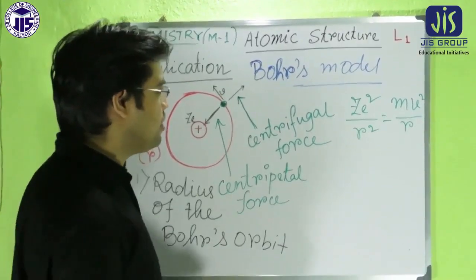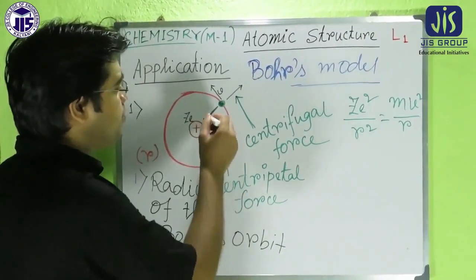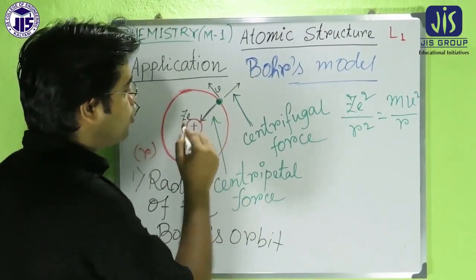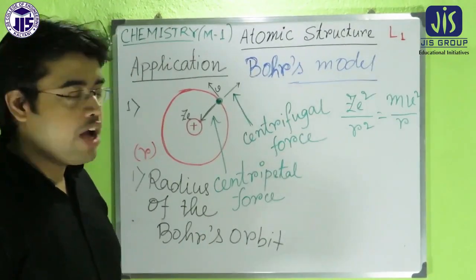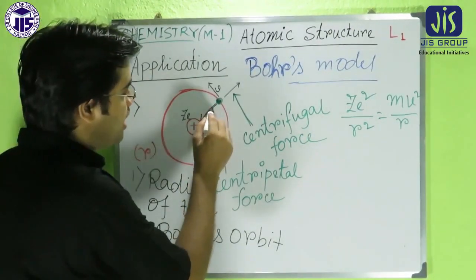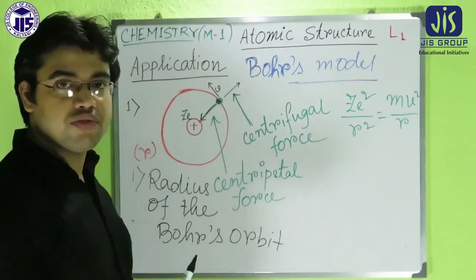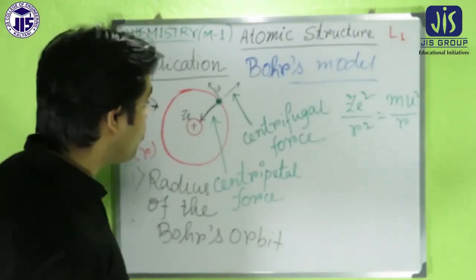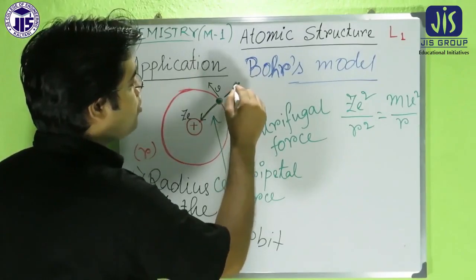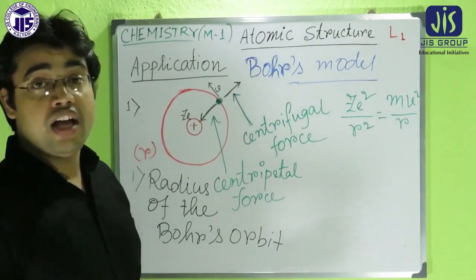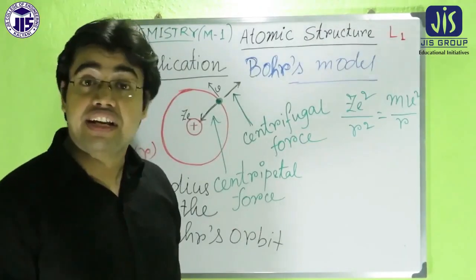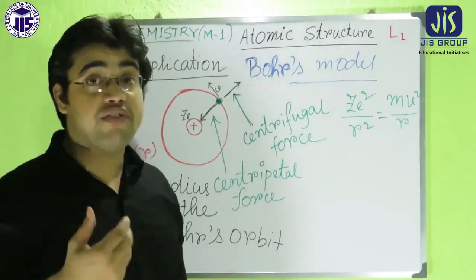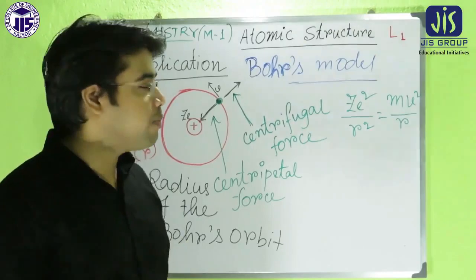For that purpose, look here, we already discussed that there are two types of forces acting in opposite directions. First, in the inward direction there is the electrostatic attraction force, or centripetal force, and in the outward direction the centrifugal force. Those two forces are equal but in opposite directions, and that is the main reason behind the stability of the atom.